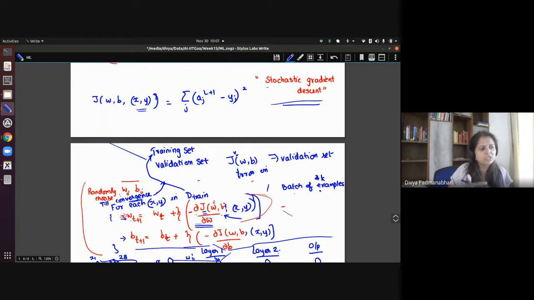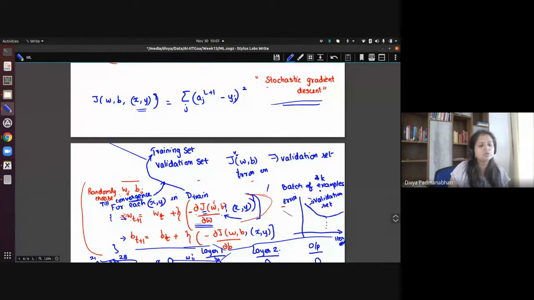Maybe initially the validation set error decreases. And at some point, maybe it doesn't decrease, or maybe it even starts increasing. So you can stop here. If you plot the number of iterations against the error on the validation set, this can be one way in which you decide when to stop.